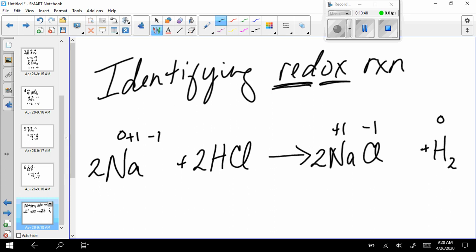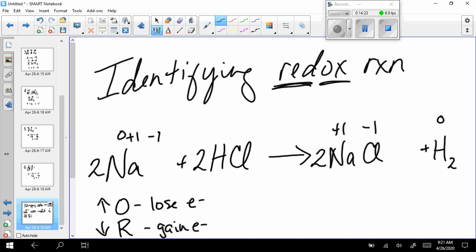So in order for me to figure out if this reaction actually was a redox reaction or not, I have to see, is something being oxidized and is something being reduced? So again, if it's oxidized, it's losing electrons. If you lose a negative, you become more positive, so your oxidation number will go up. And if you are reduced, you are going to gain negatives, and if you gain negatives, your number will go down. So I look and I see, is there something whose number goes up?